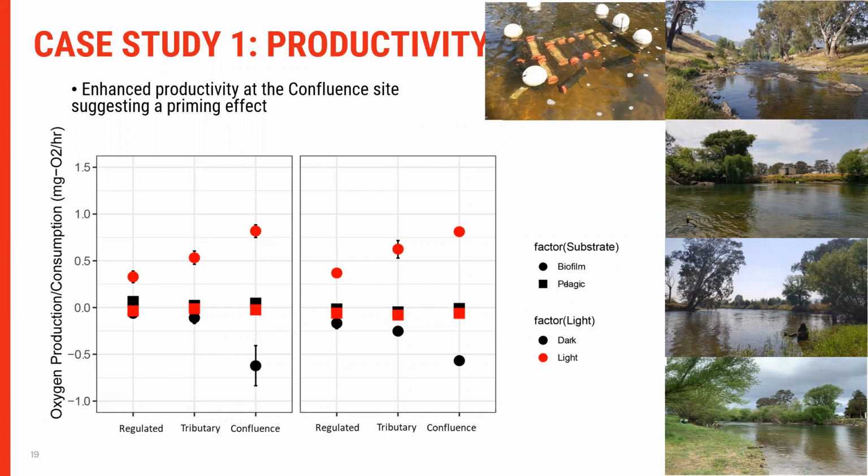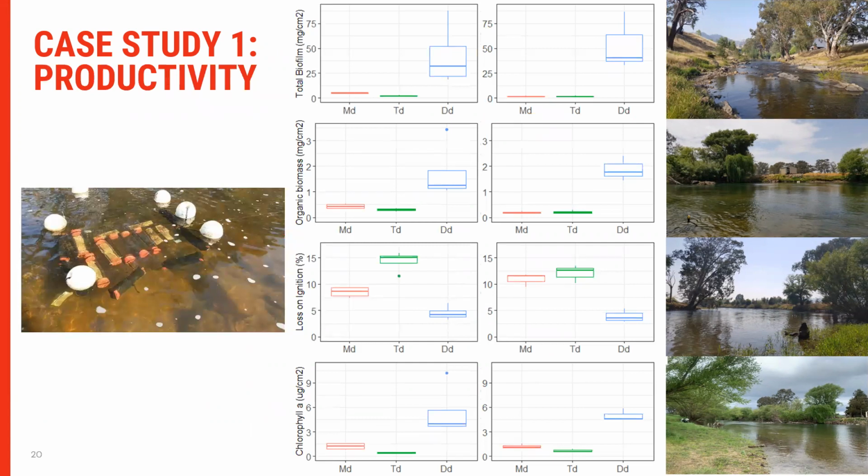And what we saw here is that, so we also have autotrophic and heterotrophic. So black's heterotrophic in the dark, red's indicative of autotrophic production in the light. And this is oxygen produced or consumed on the Y. And what we saw is that the confluence had higher autotrophic as well as heterotrophic production, even though it was more similar to the regulated site. And this was a factor greater than what you would expect by the mixing of the two organic matter pools. So this suggests a priming effect is happening under this tributary. For other parameters, so we measured biomass, chlorophyll A, total biofilm, and the confluence always had higher microbial biomass.